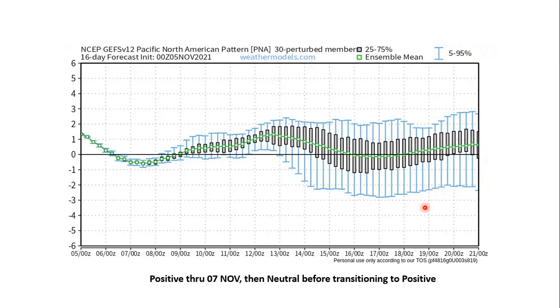Looking at the ECMWF V12 PNA 30 perturbed member forecast, again, you notice we're slightly positive today. These models are all in agreement on that. Slightly negative turn the 7th and 8th of November, and then look at this rise, this climb again to positive territory by the 13th of November. And that positive trend tends to last all the way through the 16th before things become neutral again.